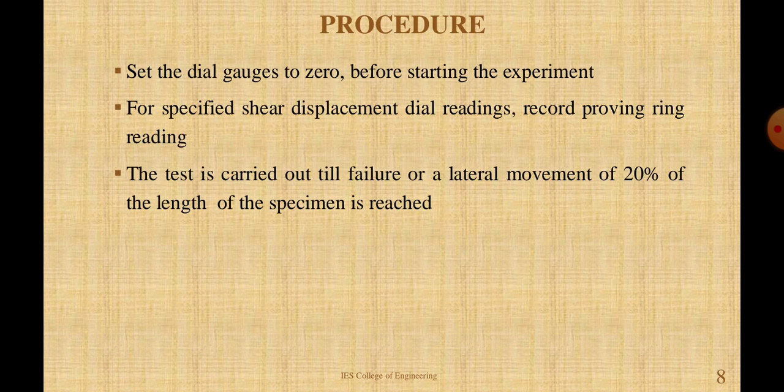Now set the dial gauges to 0 before starting the experiment. For specified shear displacement dial readings, record the proving ring reading. The test is carried out till failure or a lateral movement of 20% of length of the specimen is reached.